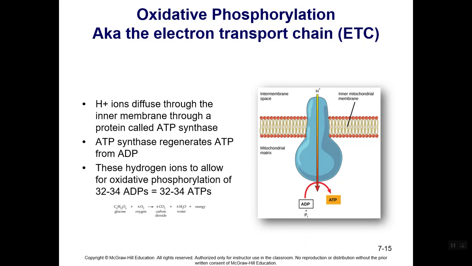So those hydrogen ions are then going to diffuse through ATP synthase, just like we saw in photosynthesis. For every hydrogen ion that passes down, ATP will form from ADP and the phosphate group regenerating. So for every glucose molecule that you consume, there's about 32 to 34 ATPs that will form from the consumption of a single glucose molecule.